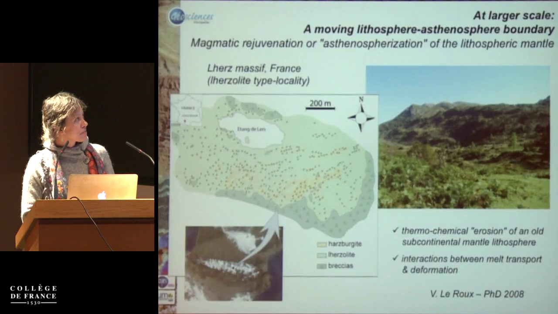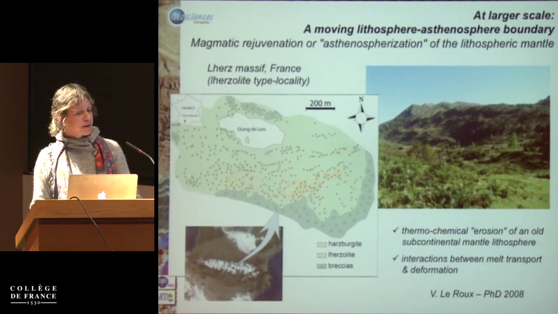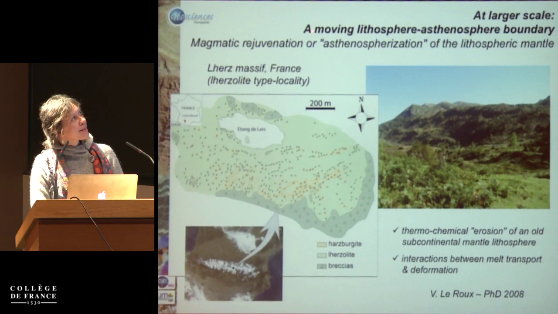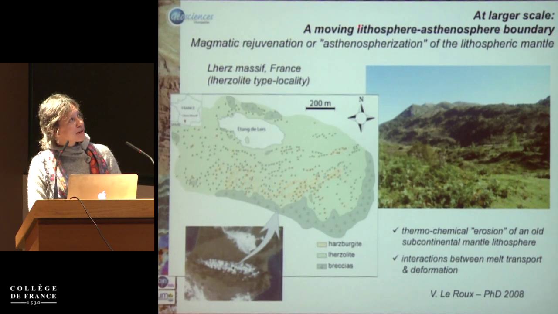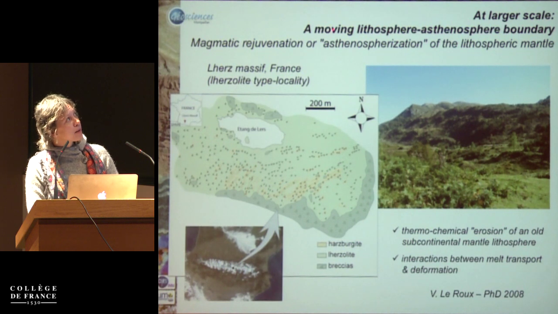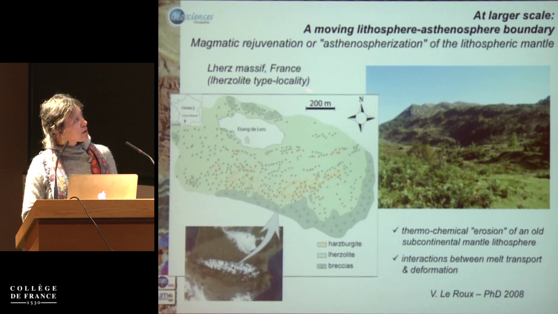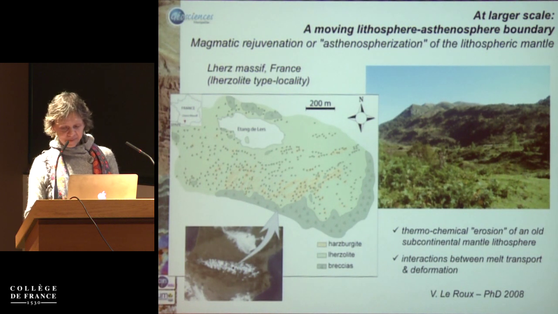So there's still maybe something that we don't fully understand between this kind of angle between the melt and the shear plane. If I try to go deeper, we can look at larger scale, and when you go deeper, we have something that's quite interesting, and that may explain a little bit how we can form new plate boundaries, at least extensional plate boundaries, is that you can see a moving lithosphere-asthenosphere boundary by interaction between chemical and mechanical process. So I will be showing you data from Lherz. It's a peridotite massif in the Pyrenees.